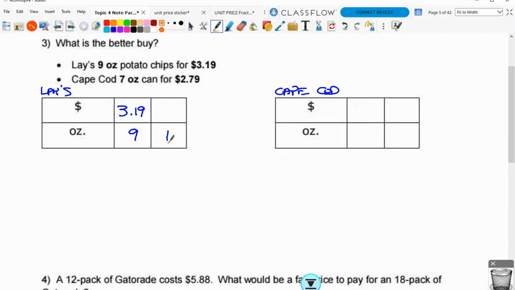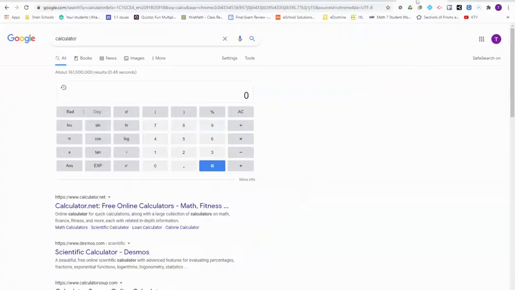To go from 9 ounces to 1 ounce, you're going to go ahead and divide by 9, okay? And so what we're going to need to do is use our calculator, and we're going to go ahead and divide $3.19 by 9. So here's our calculator, and we're going to type in $3.19, and we need to divide that value by 9. And so we hit that in, and notice we get 0.35444, a whole bunch of 4s that are repeating, okay? So we're going to record that number in our table.